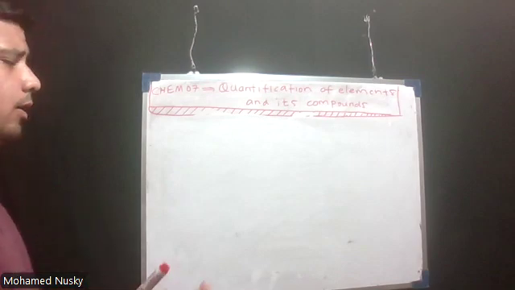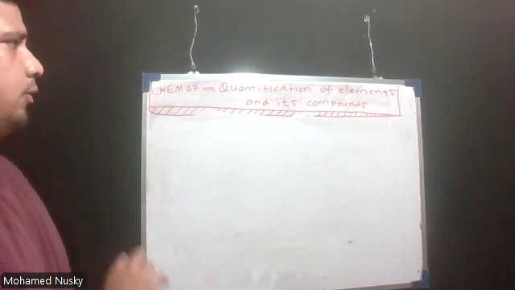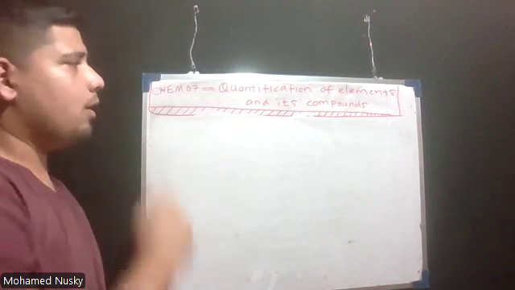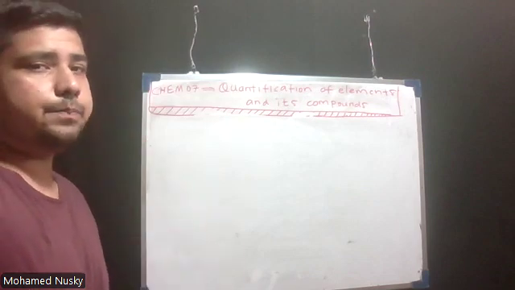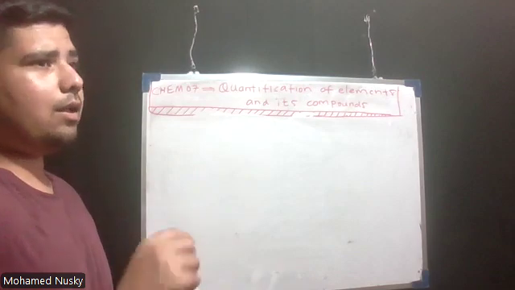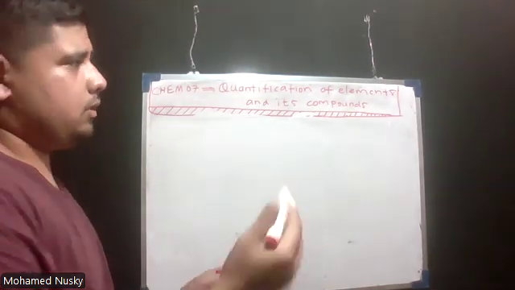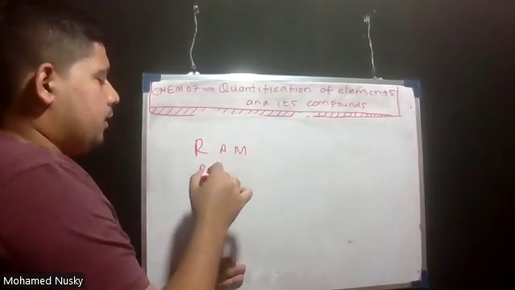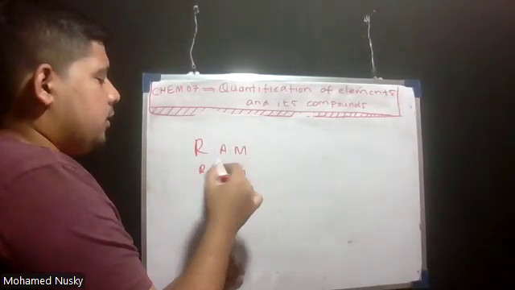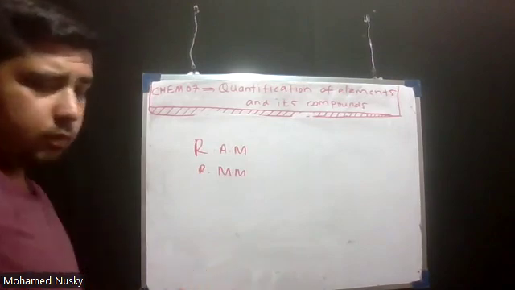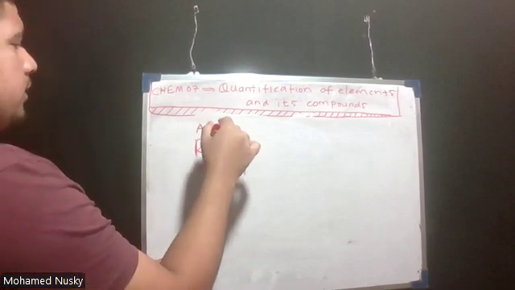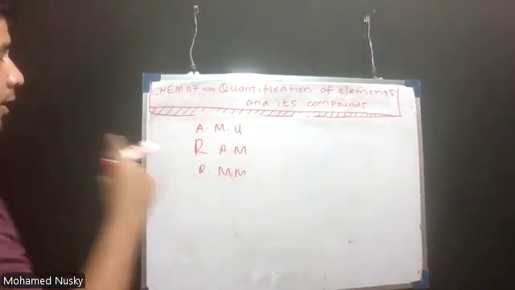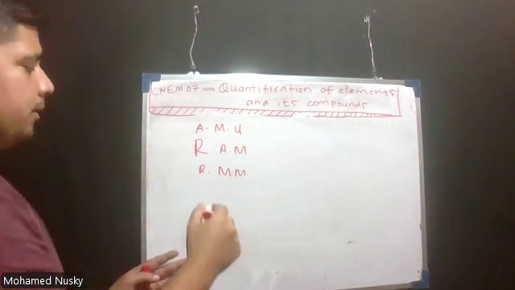Last video, we discussed the topic of quantification of elements and its compounds. I said there are subtopics. We have relative atomic mass and relative molecular mass, and initially we discussed the atomic mass unit, relative atomic mass, and relative molecular mass.